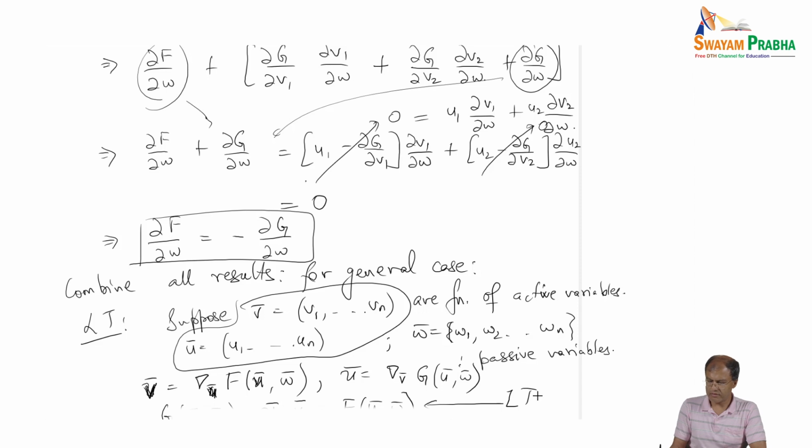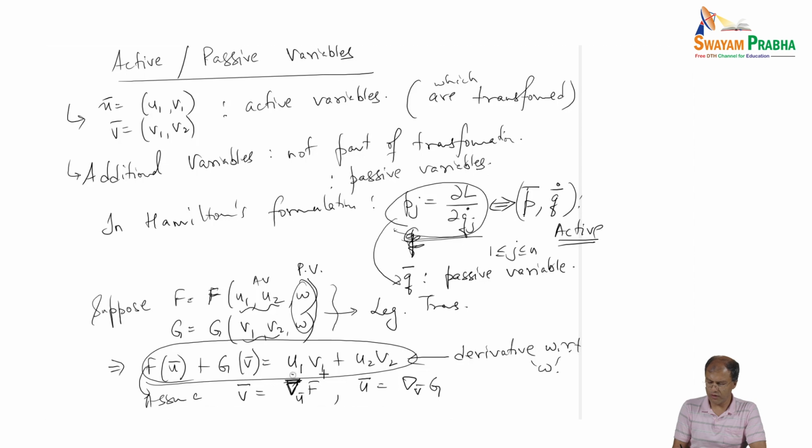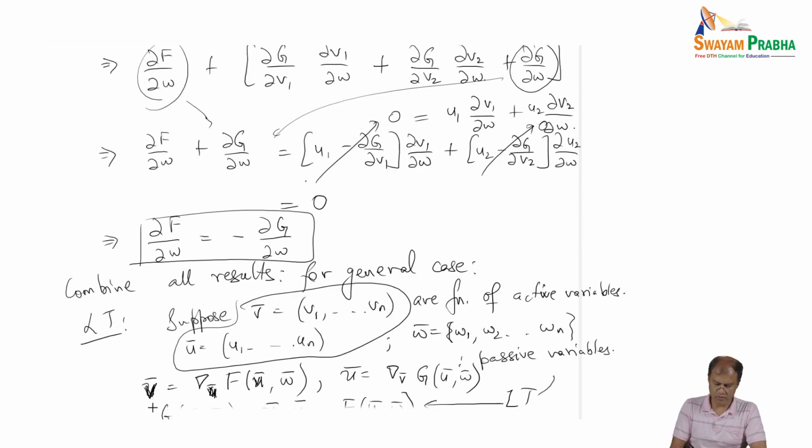Remember that this transform can be written in a simpler way. If we go back to the previous slide, the transform was U1 V1 plus U2 V2. So this is the dot product of the two vectors, right? So we have written it in terms of the dot product here, U dot V. So this is all my results, and finally we get the final result that the grad with respect to W, the passive variable, of F, is minus grad W of G, and we get that these two are equal with a minus sign.